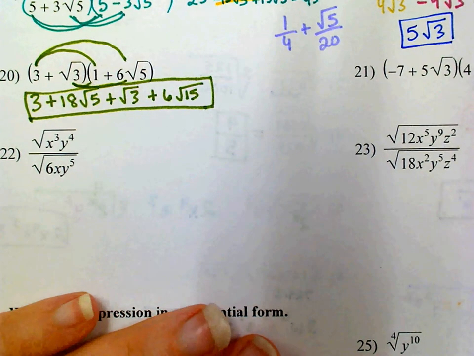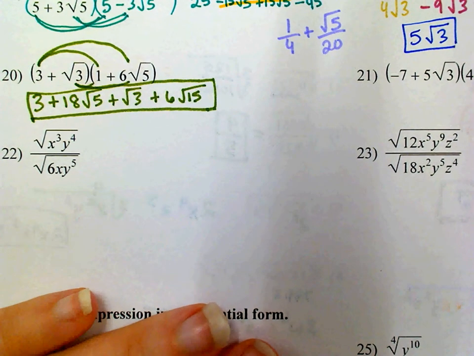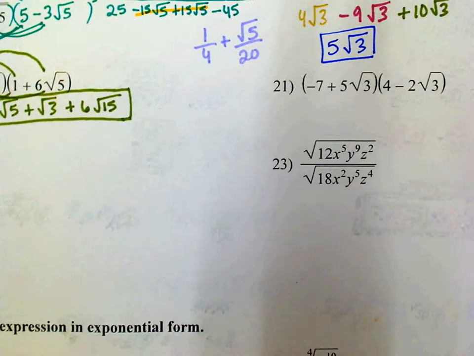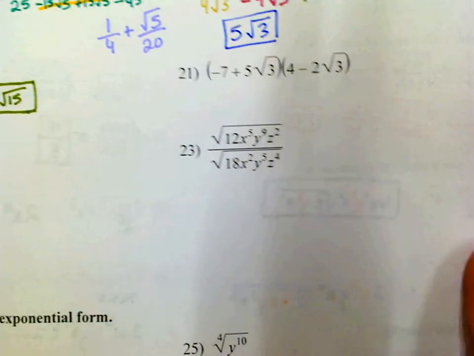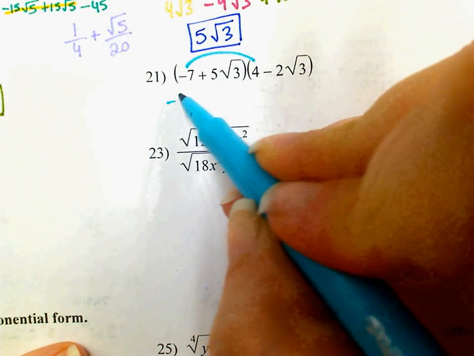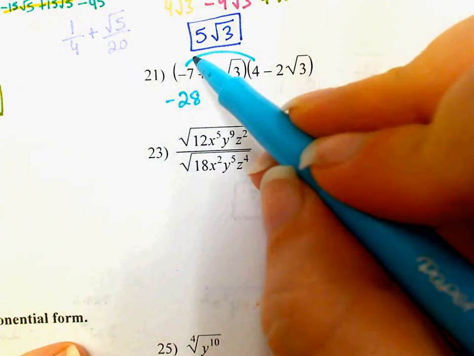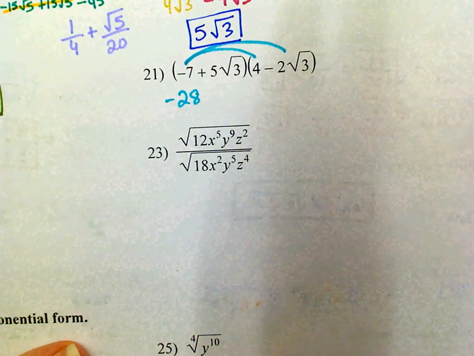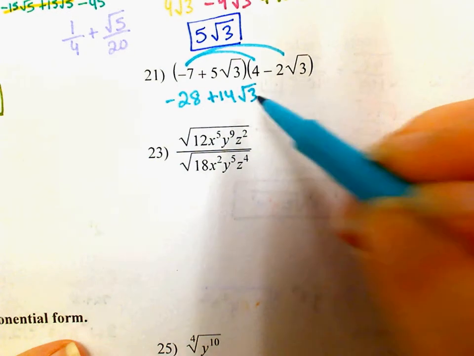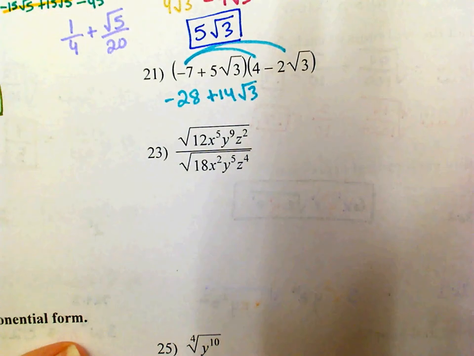Okay, so let's do the next one. I've got negative 7 times 4, which is negative 28. I've got negative 7 times negative 2 square roots of 3. That is a positive 14 square roots of 3. I've got 5 square roots of 3 times 4. So that's 5 times 4. That's 20 square roots of 3.